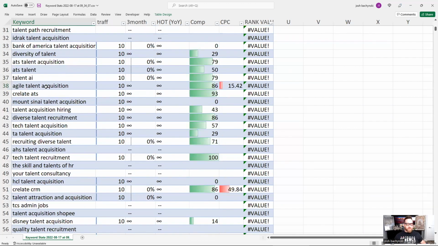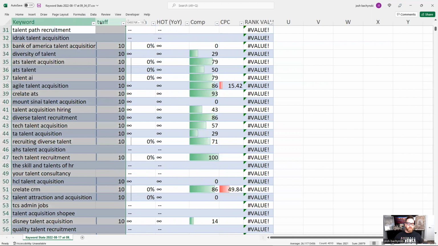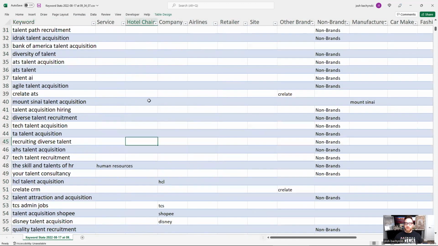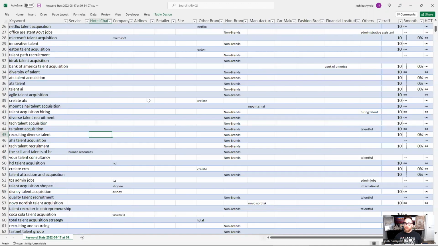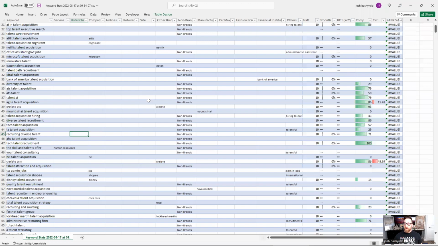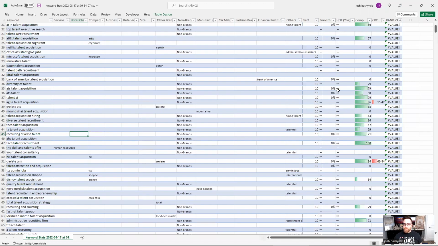Agile talent acquisition is probably a brand, so we don't care about that. I would know if I had this open. I can open this back up now and unhide that. Yeah, it gives us some information as to what we're looking at here. Hopefully you guys can still see that. So this one here is a non-brand.